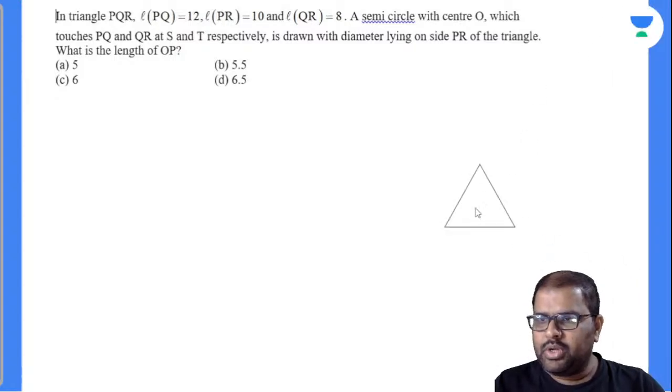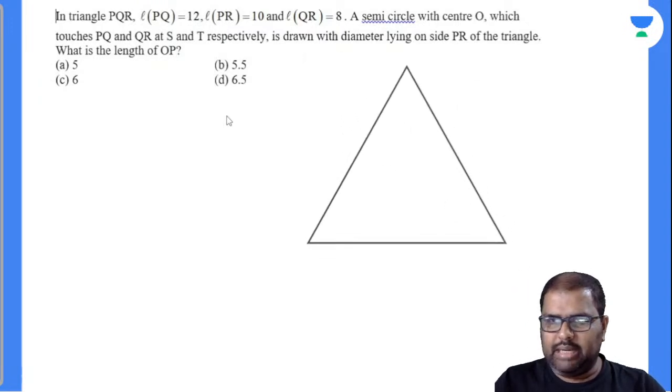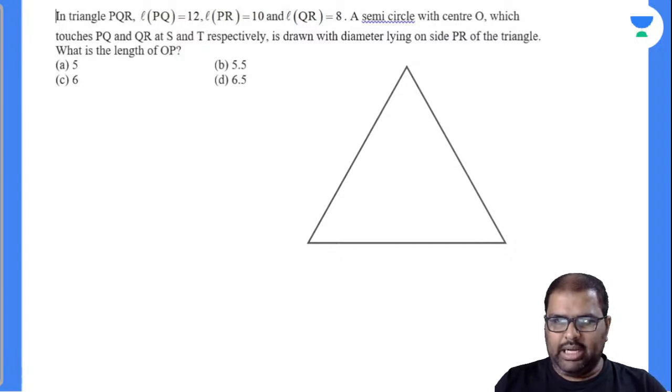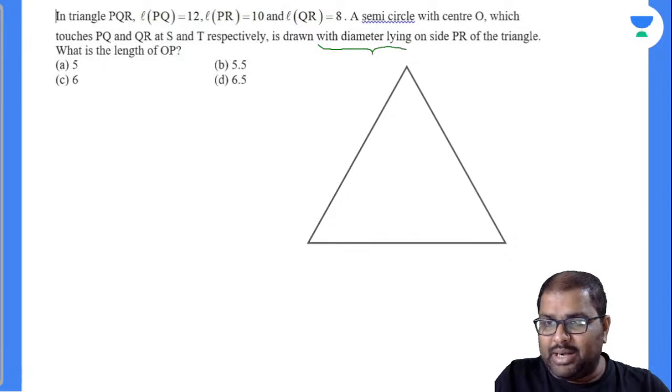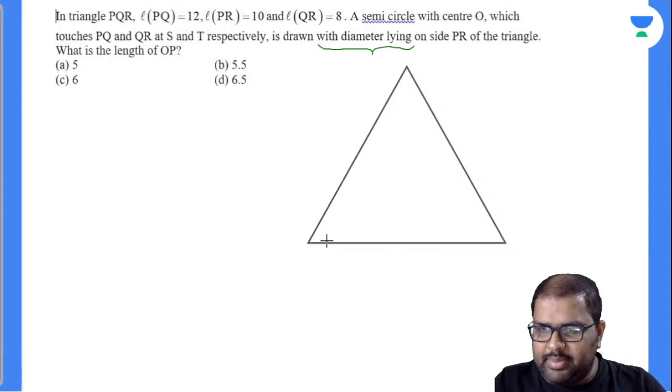So, in a triangle PQR, PQ is equal to 12, PR is equal to 10, QR is equal to 8. A semicircle is drawn with center O which touches PQ and QR at S and T respectively, with diameter lying on side PR. It is not that PR is the diameter; the diameter lies on PR. So my semicircle must be in this format. See here, closely observe.